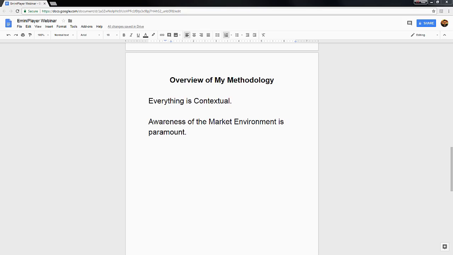At this point, we will jump into the EminiPlayer website. And as I go through the EminiPlayer site, I'll explain each element in a little bit of detail and how to use it, right? How to get the best use out of it.